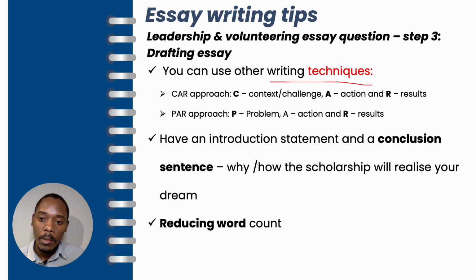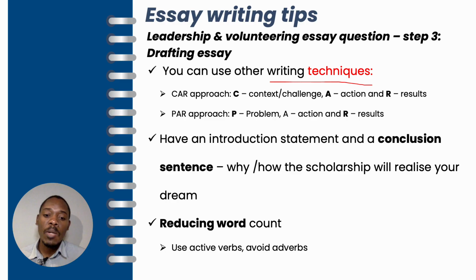And in essay writing, it is usually difficult to stay within the word count that is given. So most of the time, you're going to find yourself going above the word limit that has been stated. So how do you reduce your word count? One of the techniques is using active verbs and avoiding adverbs. Use numbers instead of words, and also use synonyms. When you use synonyms, they will help you reduce the word count without changing the meaning of what you are writing about.